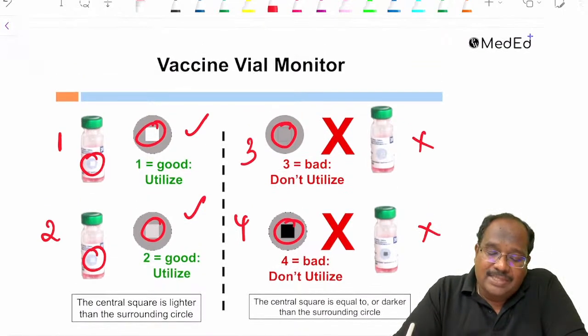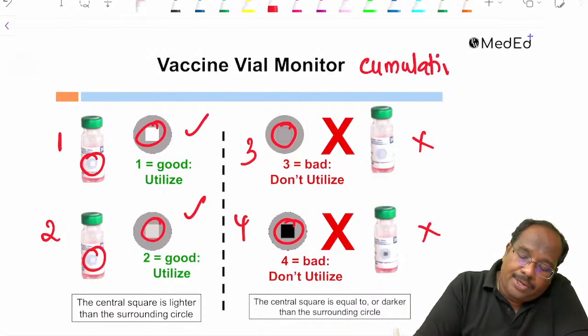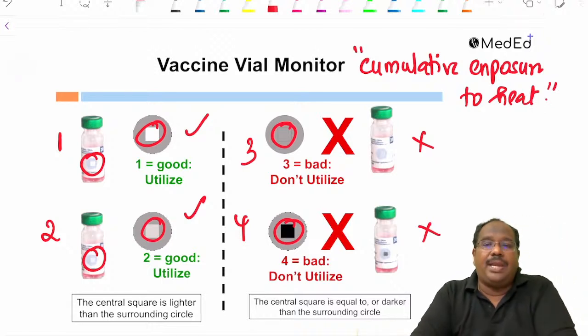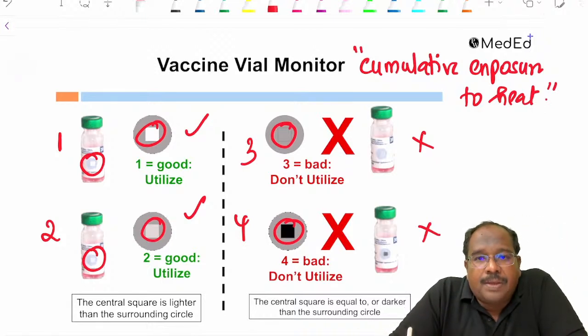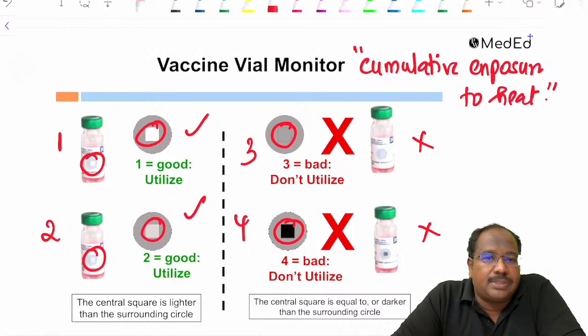So what does the vaccine vial monitor measure? It measures cumulative exposure to heat. Okay, so VVM measures cumulative exposure to heat, guys. VVM, vaccine vial monitor, measures cumulative exposure to heat. स्टेज 1 and 2 हम यूज कर सकता है, स्टेज 3 and 4 हम डिस्कार्ड करना है.